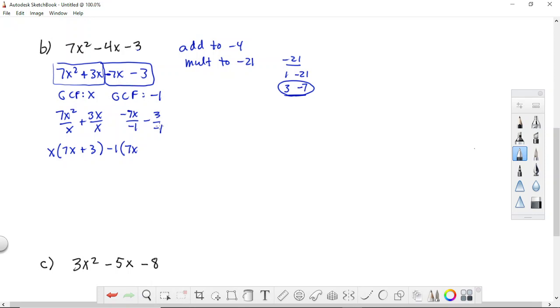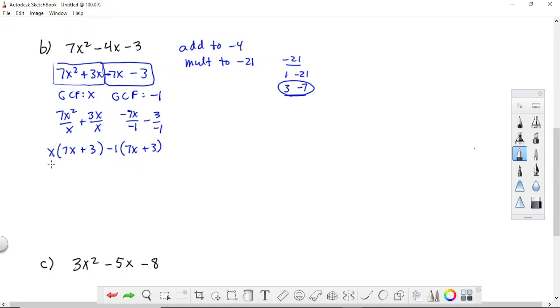And negative 3 divided by negative 1 gives us 3. So like magic, we get the same thing in here. If you don't have the same thing in there, then it didn't work. You have to figure out what went wrong. But we do have the same thing.